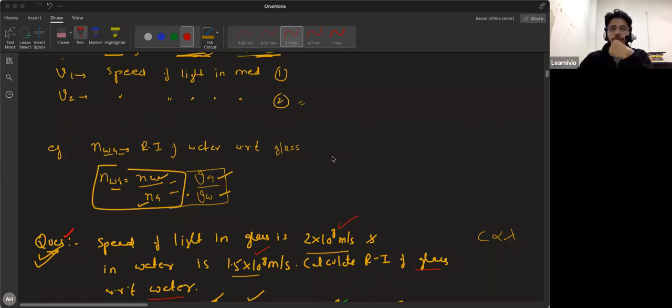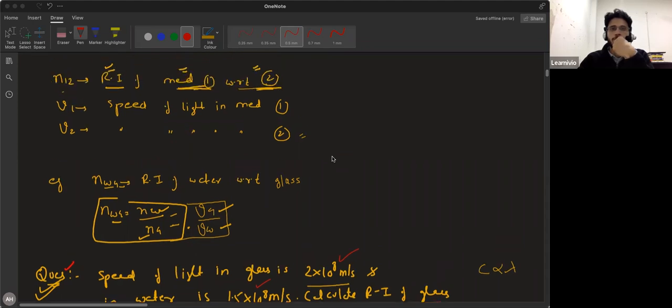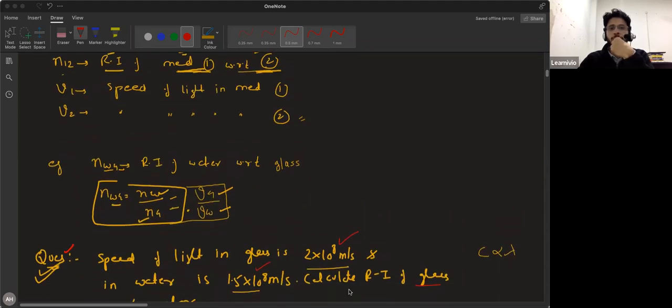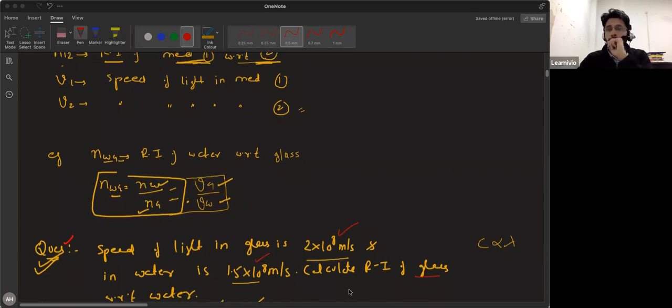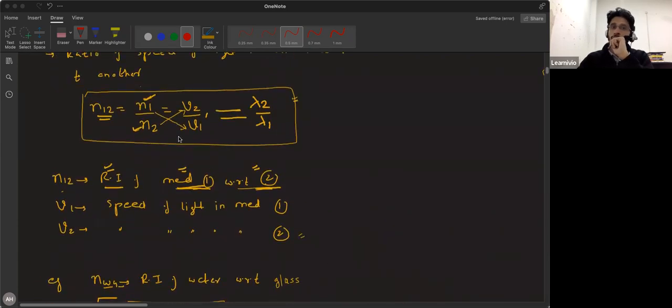Akshay is the wrong answer. Oh, no, sorry, that's the correct answer. See, use this relation. Glass with respect to water means refractive index of glass divided by refractive index of water, which is speed in water divided by speed in glass.